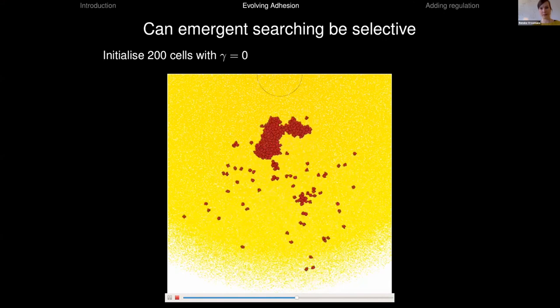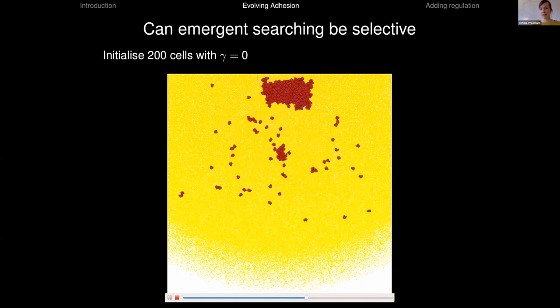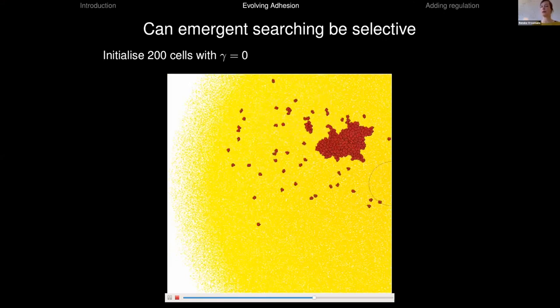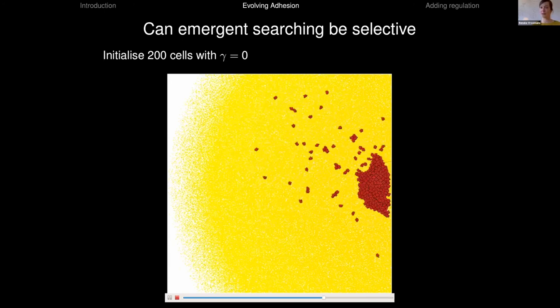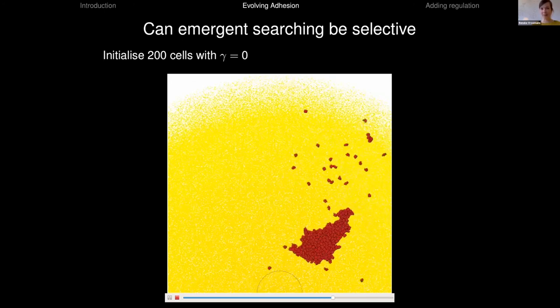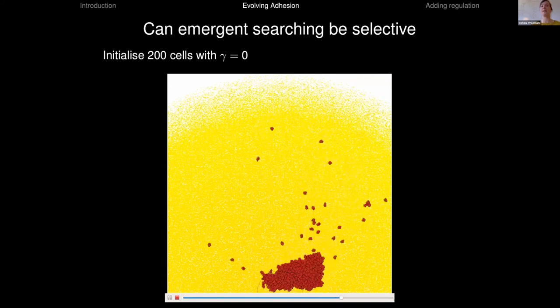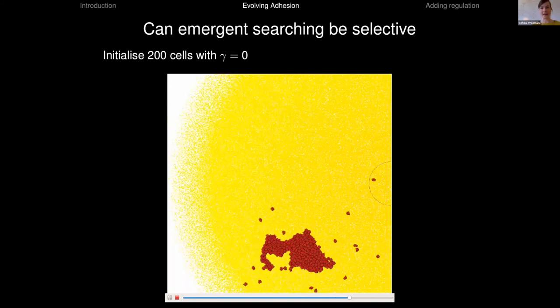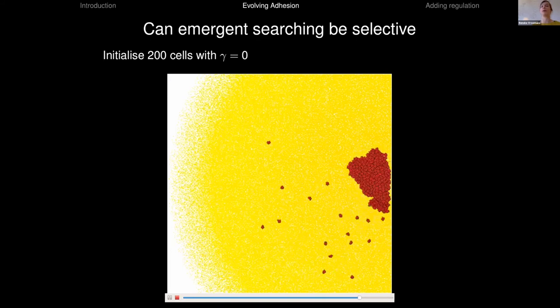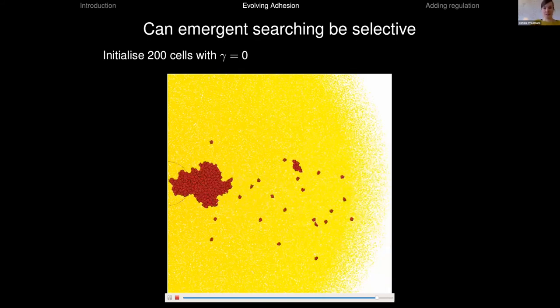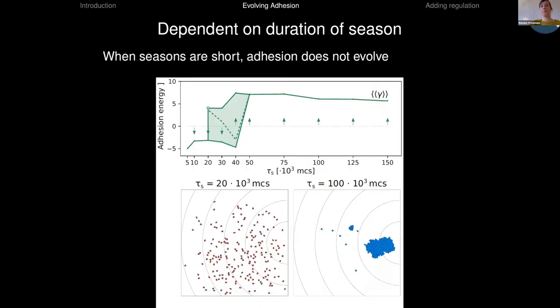all over again. And when they reproduce, they can change a little bit how much they stick to other cells, either more or less. And you see very nicely happening here that this is enough to make them evolve clustering and then neatly migrate to the peak of the gradient every season. Does this happen always? Well, no.